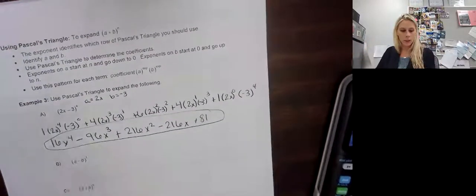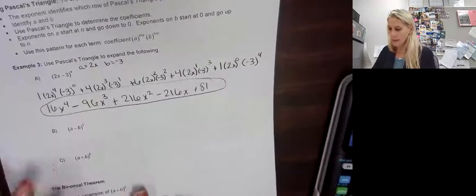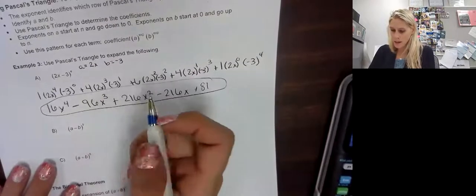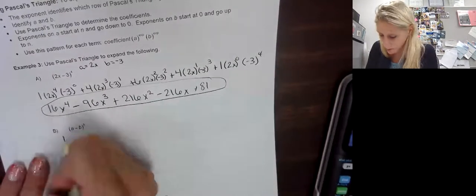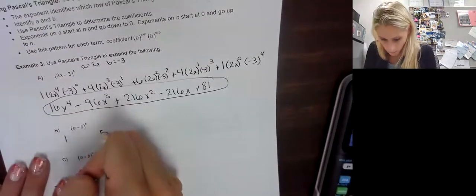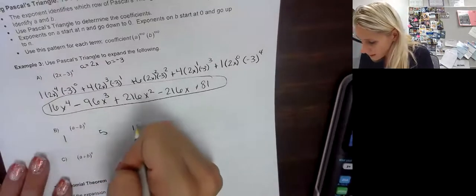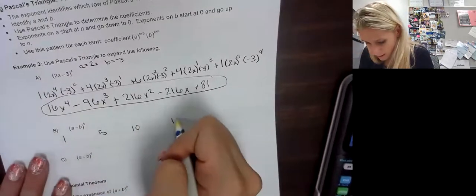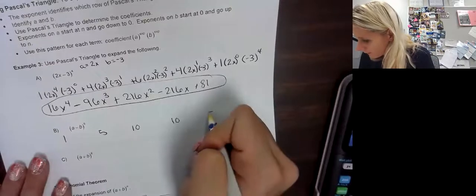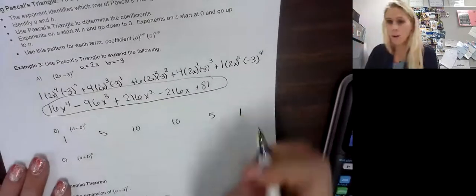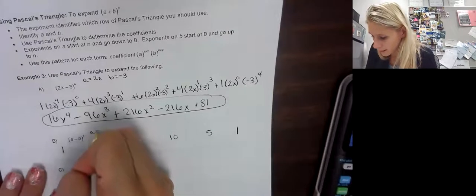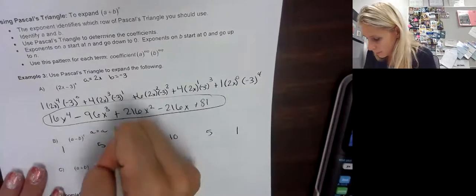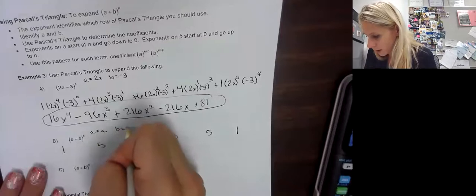All right, let's try it again. Now this is the fifth, so we're looking for n equals 5, and that is the row with 1, 5, 10, 10, 5, and 1. Hopefully I left myself enough room. My a value is a. My b value is actually -b.